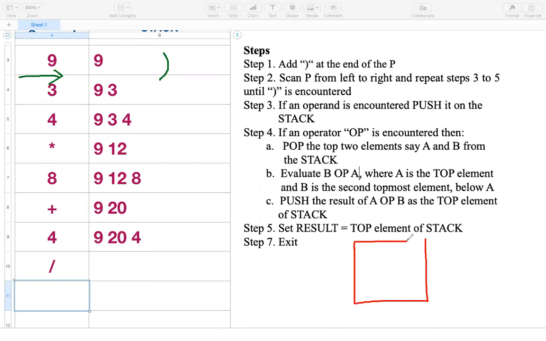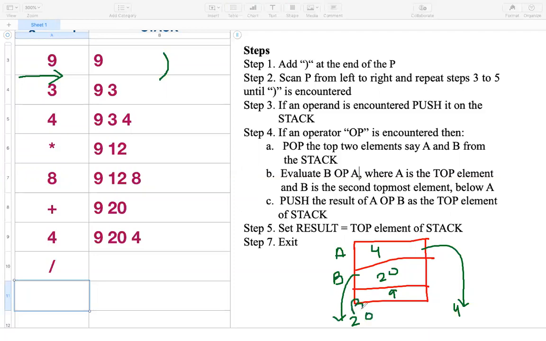So let me redraw my stack. I'm having 3 elements, and those 3 elements are 9, 20, and 4. Now this is my A, and this is my B. So I put this element out, 4, and I put this element out, which is 20. So this is B, and this is A.